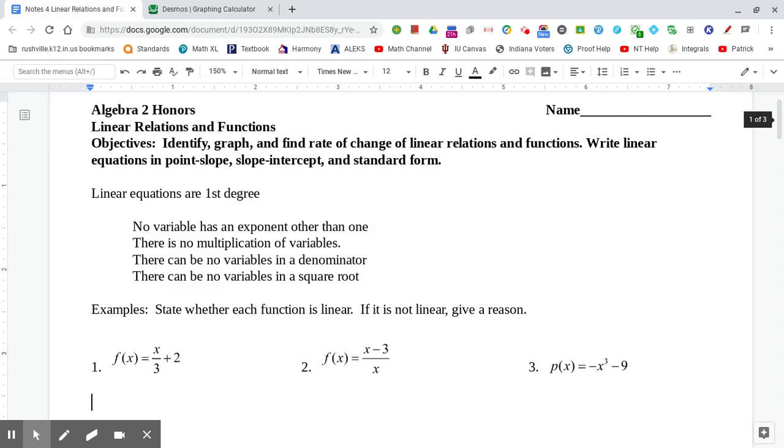So today we're going to talk about a specific kind of function, and these are going to be called linear equations. So why are they called linear equations? Well, simple enough. Their graphs are always going to be lines.